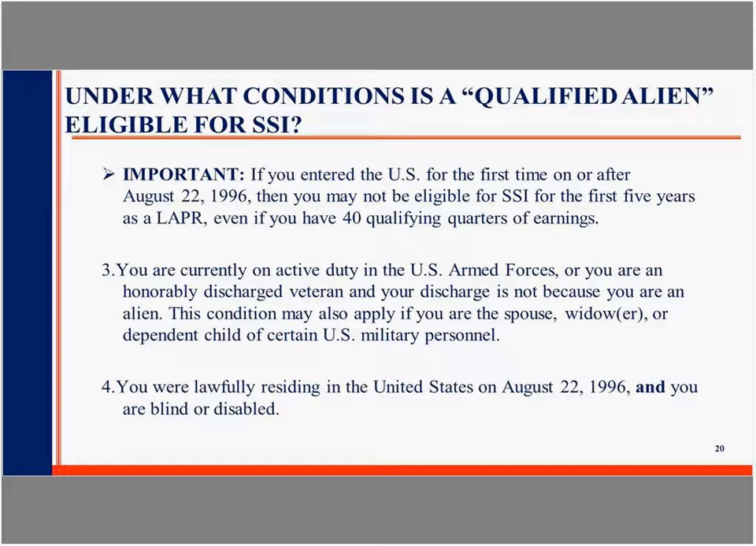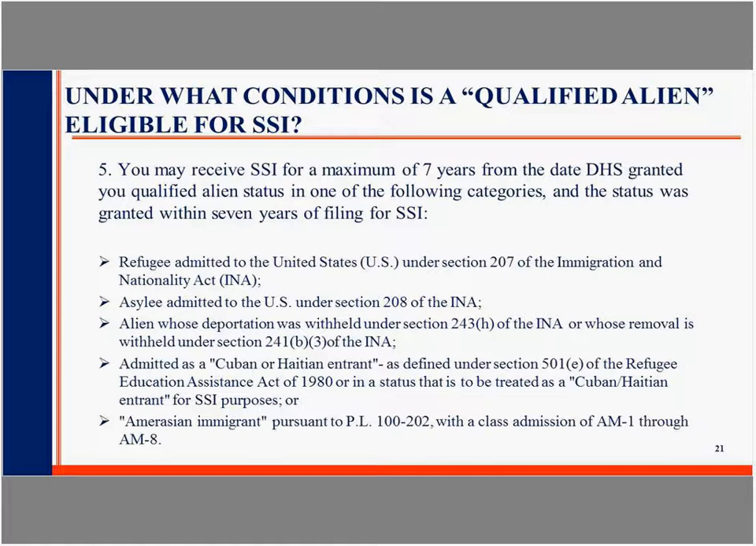Residing in the United States on August 22nd, 1996, and you are blind or disabled, you may receive SSI for a maximum of 7 years from the date DHS granted you qualified alien status in one of the following categories, and the status was granted within 7 years of filing for SSI.